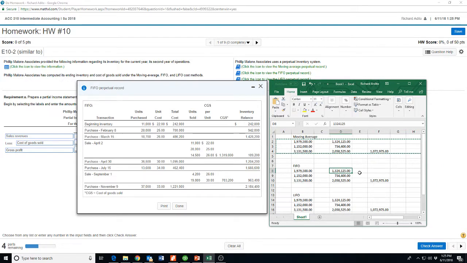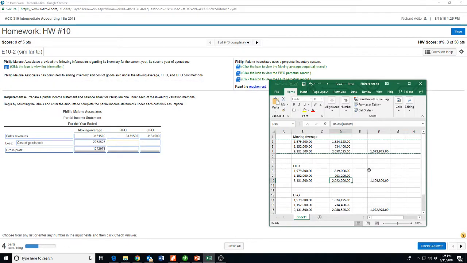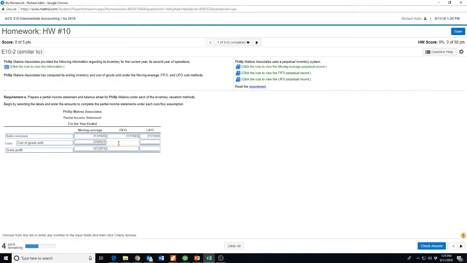Okay, so what was our cost on the first sale? It shows us we had 11,000 at $22, 28,000 at $25, and 14,500 at $26. So our first cost of goods sold for that sale was 1,319,000. And then the second sale, same deal, gives us a total cost of goods sold of 703,200. This means that our cost of goods sold is $2,022,200, and our gross profit was 1,109,300.